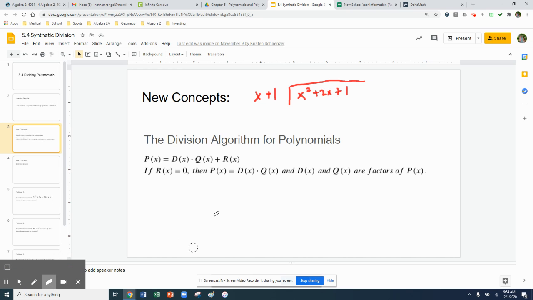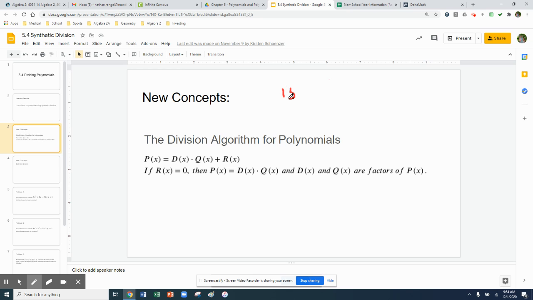Well, we're going to learn a new way, and it's a much easier and much quicker way to divide polynomials, and it's called synthetic division. Now, before we get into synthetic division, we're just going to talk a little bit about how division works, and then what we are going to use it for with these polynomials.